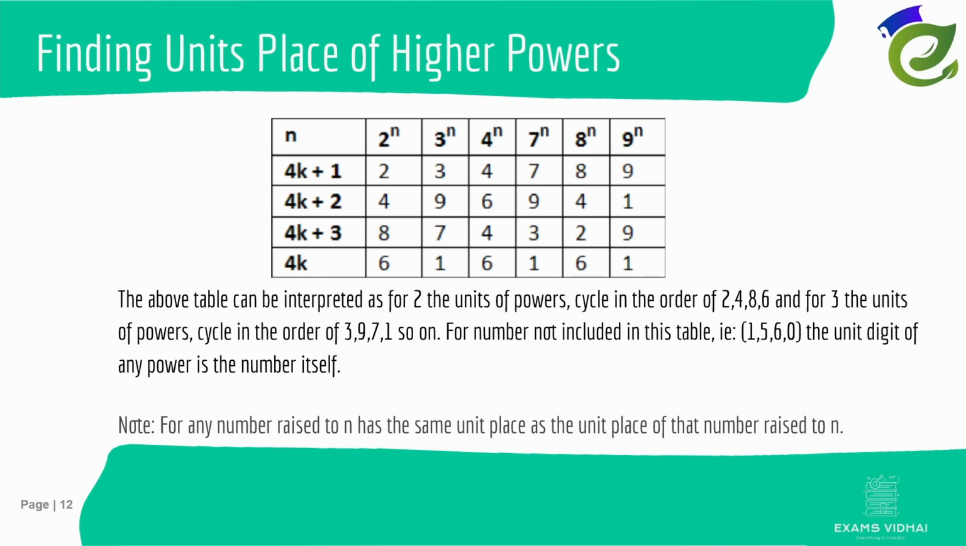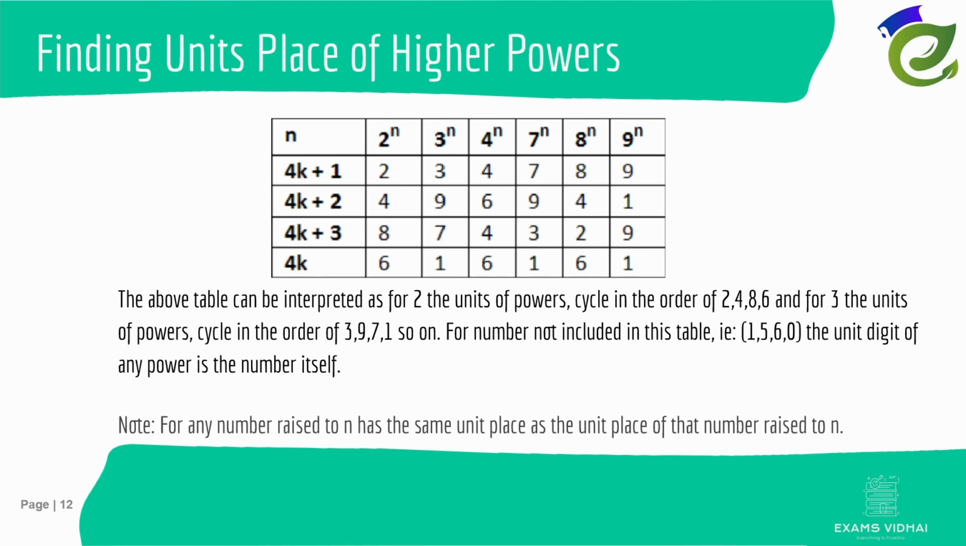So as you can see on the table given here, n can be of the form 4k plus 1, 4k plus 2, 4k plus 3 or 4k, where k can be any integer. If n is of the form shown there, and you need to find the units place of numbers like 2 power n, 3 power n, you can just look at the table and find them.